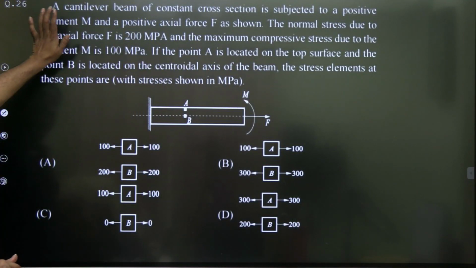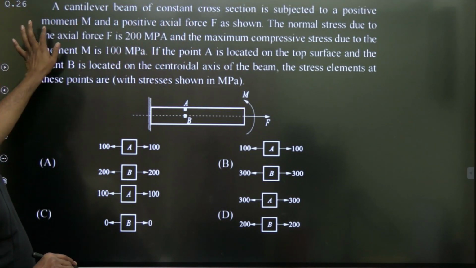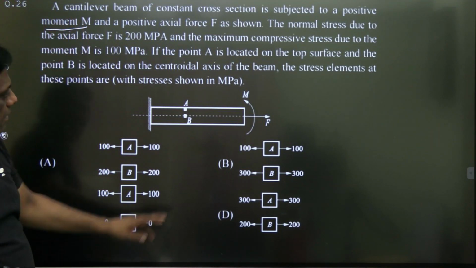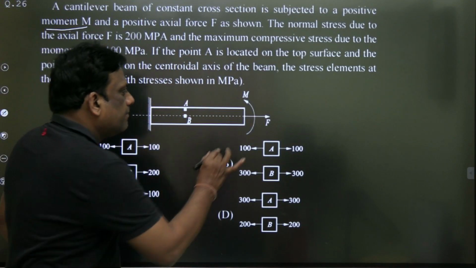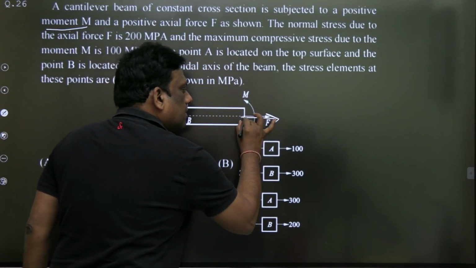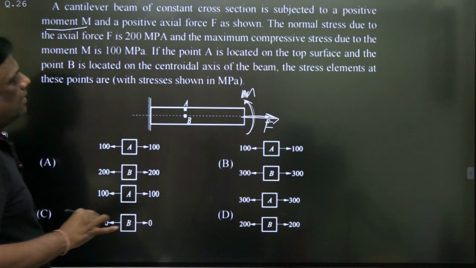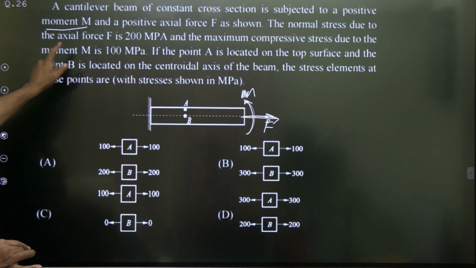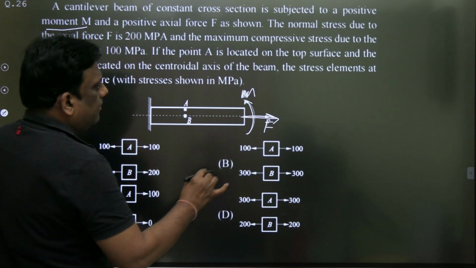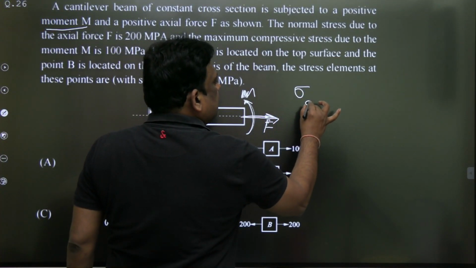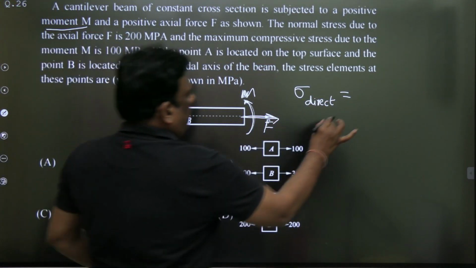Now, a cantilever beam of constant cross section is subjected to a positive bending moment. Okay, this is a positive bending moment. And there is an axial force and there is a bending moment. The normal stress due to axial force is 200 megapascal. Due to F, I will write this as direct stress due to F. And the direct stress is 200 megapascal.